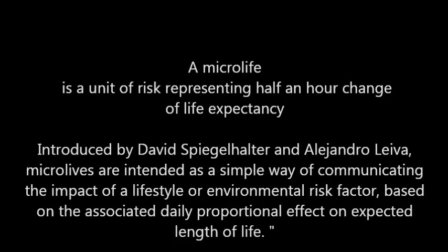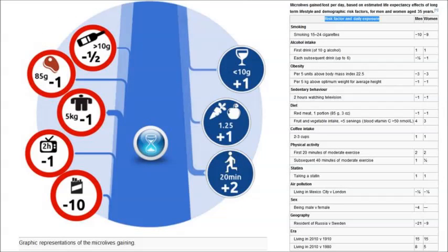There is a happier unit of risk, the microlife. Proposed by David Spiegelhalter and Alejandro Leiva, a microlife is gained by doing healthful things. In small quantities, their benefits are roughly linear, and 1 microlife is the equivalent of 30 extra minutes of life. 20 minutes of moderate exercise gives you 2 more microlives. 2 hours of sedentary behavior, -1 microlives.